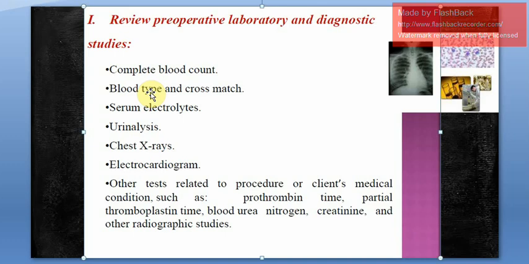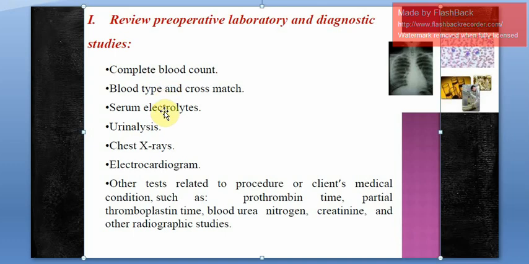Then comes blood type and cross matching. You should find out the blood group of the patient, whether it is Rh positive or Rh negative, then cross matching. All this has to be done prior to the surgery. Why you have to do blood grouping and blood typing is that there can be chances of heavy bleeding and the patient may require a blood transfusion. For that purpose, we are doing blood grouping, blood typing, and cross matching.